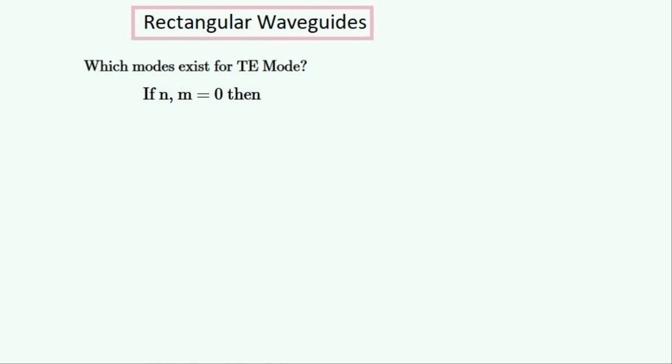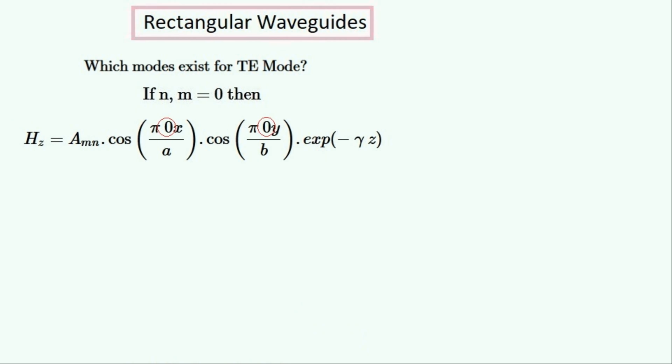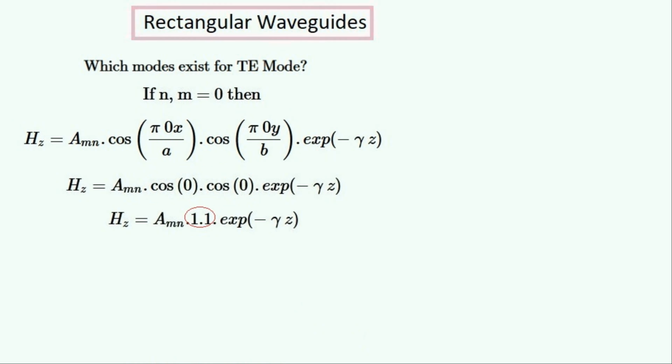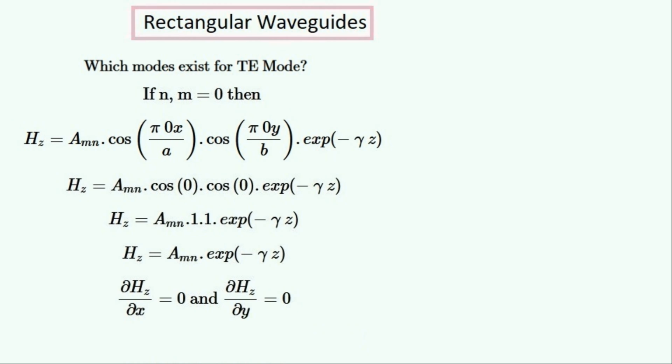Now to see whether the mode can exist for both m and n being 0. Substituting these values into the expression for HZ gives us this equation, which gives us 2 cosine 0 terms, which gives us 2 expressions multiplied by 2 ones, which gives us this expression. Both of these partial derivatives of HZ are equal to 0. We already know that EZ is 0 because the waveguide is in TE mode.